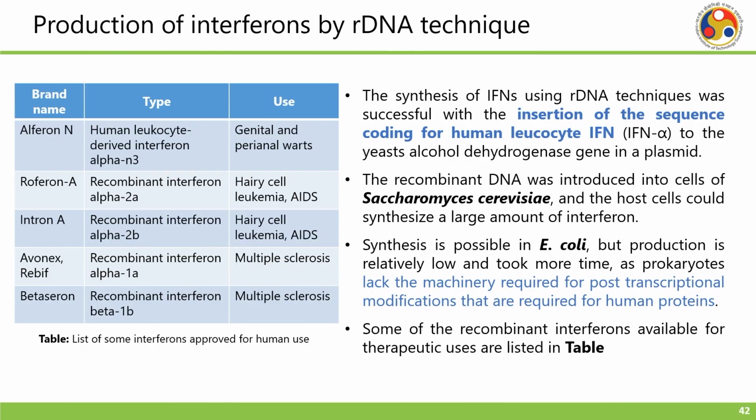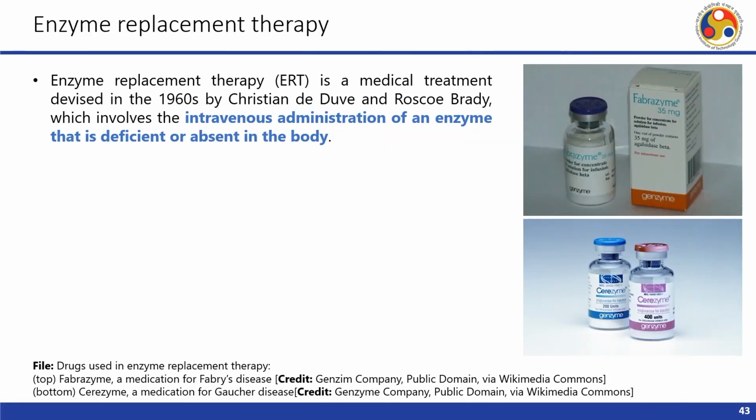Then Avonex and Rebif, which are recombinant interferon beta 1A, are used against multiple sclerosis, and against multiple sclerosis there is another drug, which is Betaseron. Basically it is a recombinant interferon beta 1B.